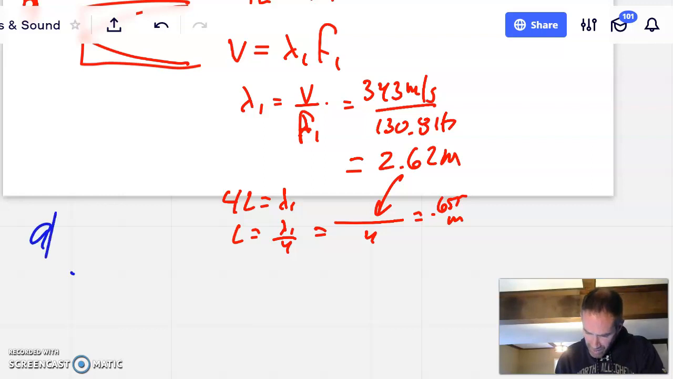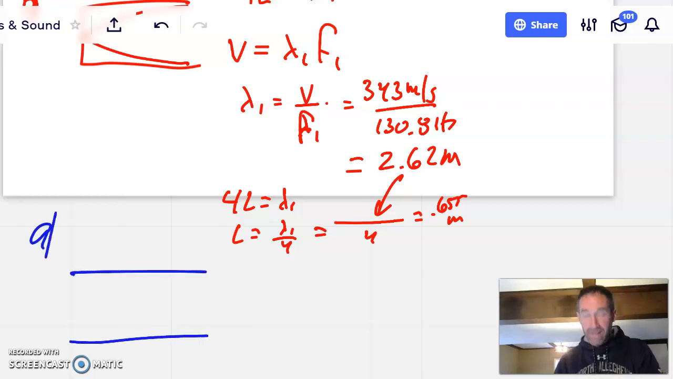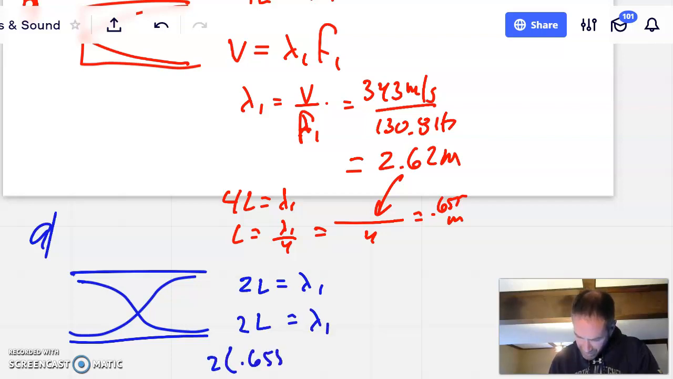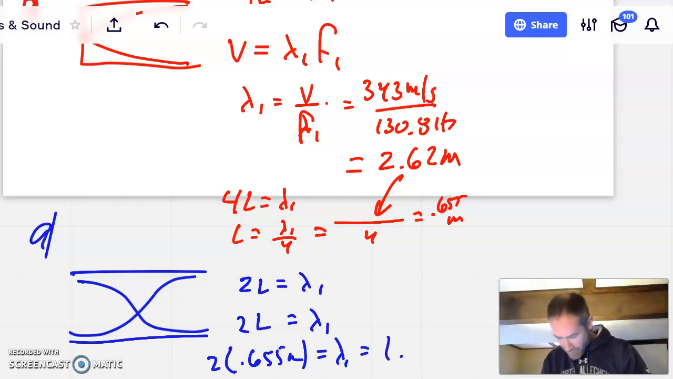Now let's go back and finish up part A. With part A, we have the same tube, but it has the cap off. And so now it's going to have an antinode on both ends like that, but it's still the same length as I said. And so now I'm going to say that 2 times the length is equal to that fundamental wavelength. And so that fundamental wavelength is 2 times the 0.655 meters, which is going to be 1.31 meters.